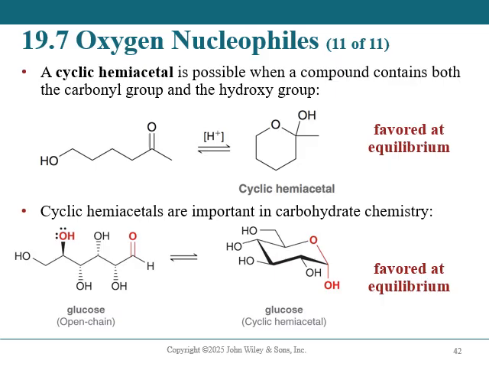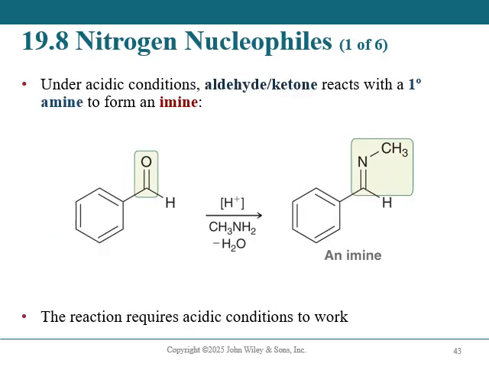A cyclic hemiacetal is possible when a compound contains both the carbonyl group and the hydroxyl, just like the one we see here. We turn this into, so basically we close it off, we form a ring, then this is actually a favored equilibrium, and then we can either protect it or do whatever we need to do with this structure. Cyclic hemiacetals are important in carbohydrate chemistry. So here, when you have the open chain versus the cyclic or closed chain, the reactivity changes dramatically, right? So you go from very reactive to relatively unreactive. This is an example.